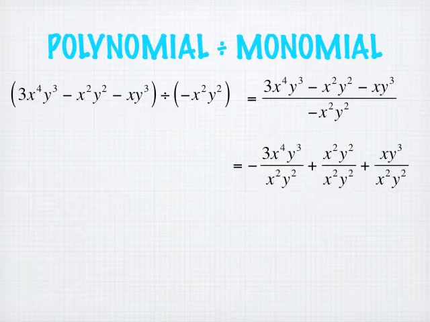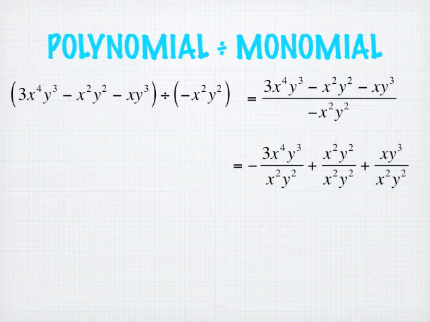Who has more x's? The top. How many more x's does it have? 2. So I'll have 3x squared on the top. Now I have 3 y's on top and 2 y's on the bottom. Who has more y's? The top. And how many more? 1 more. So I'll have negative 3x squared y for my first term.